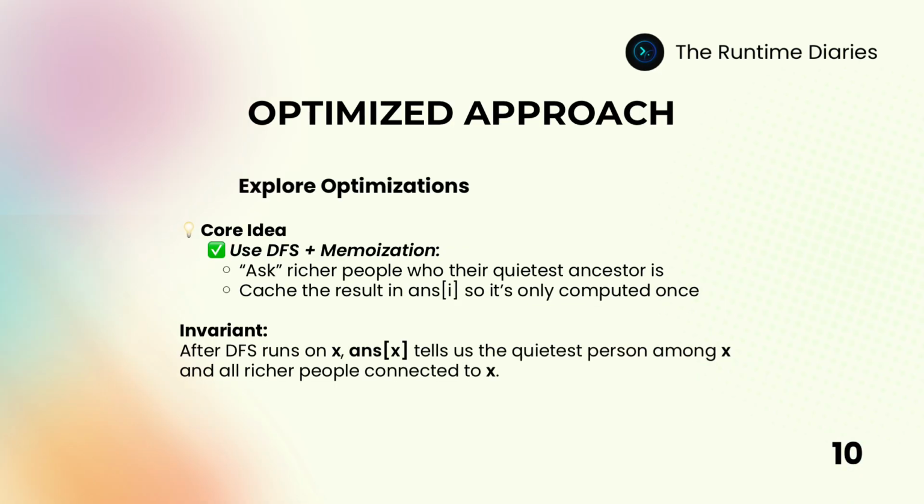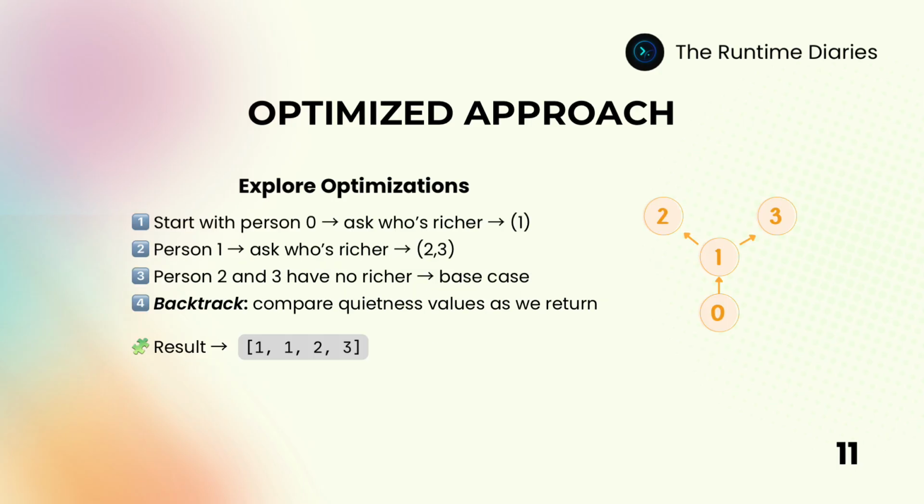So how do we fix that? With memoization. We remember what we already solved. The idea is each person asks their richer neighbors who their quietest ancestor is. Once that's computed once, we save it in ans of x, so it's never recomputed. This makes the algorithm run in O of n plus e time because every node and edge is visited just once. Here's how the traversal happens conceptually.